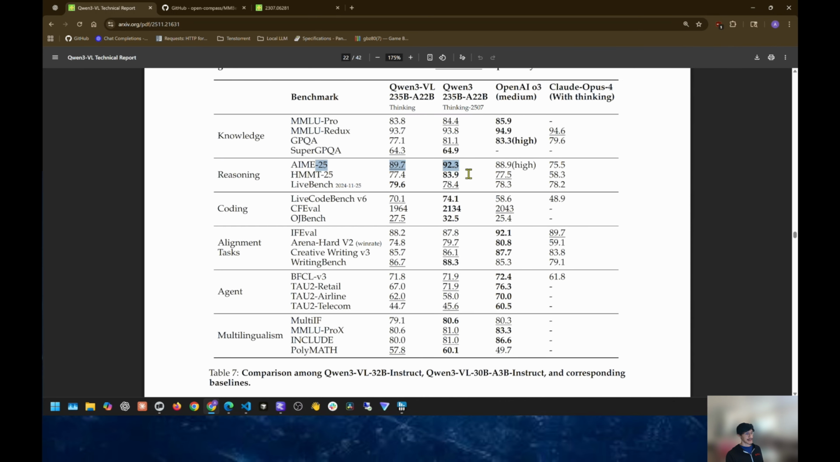Yeah, AIME is pretty high up there. I'm surprised that Claude Opus isn't smarter.